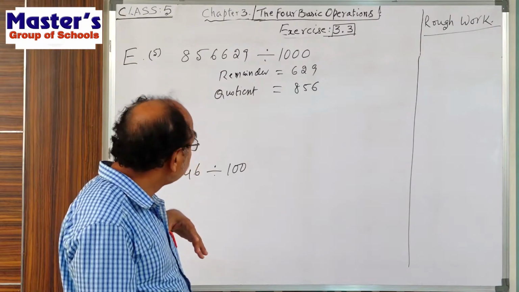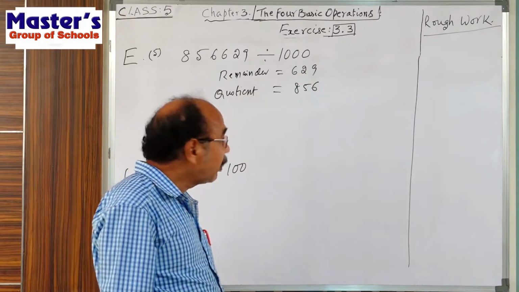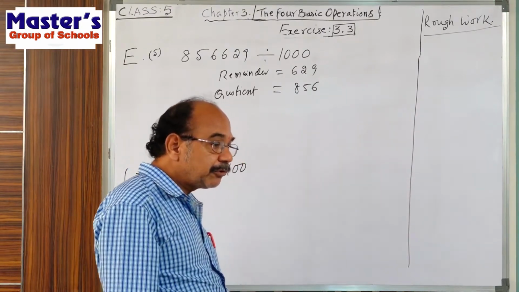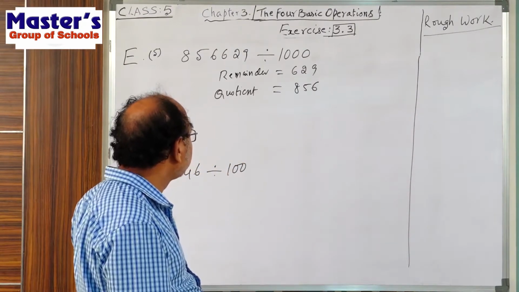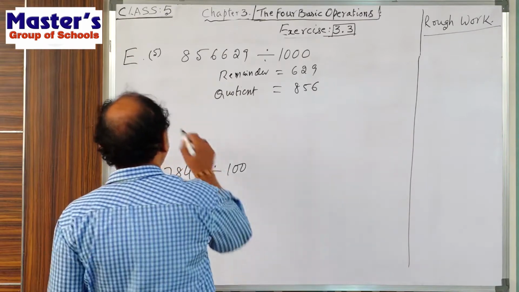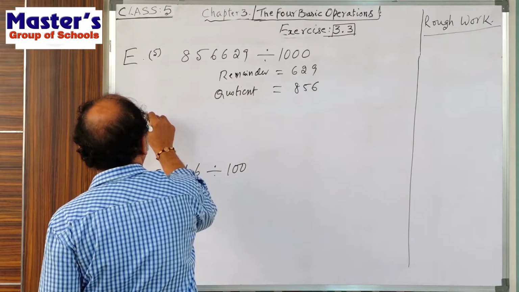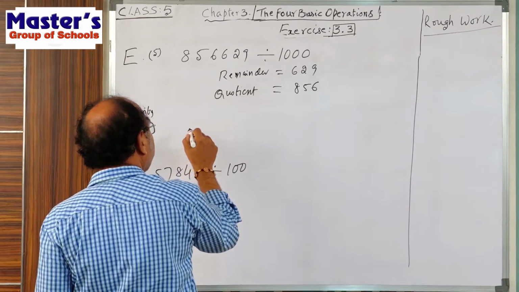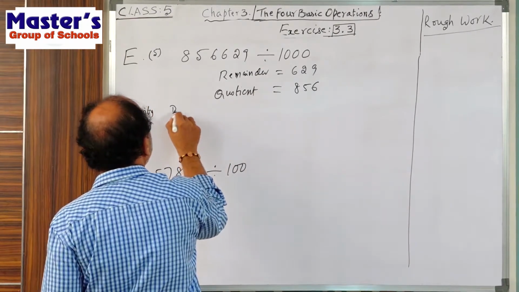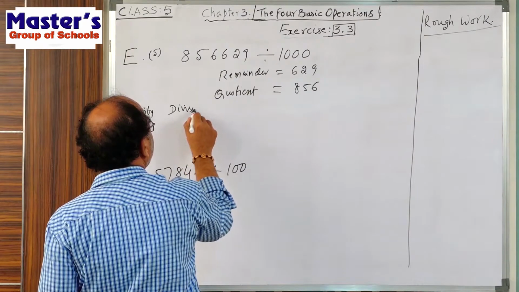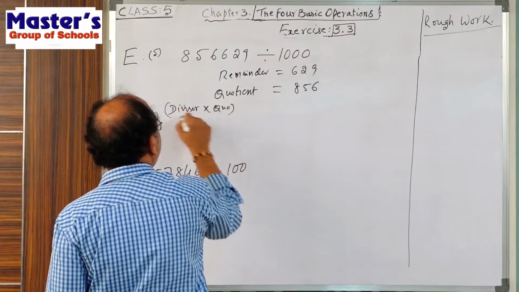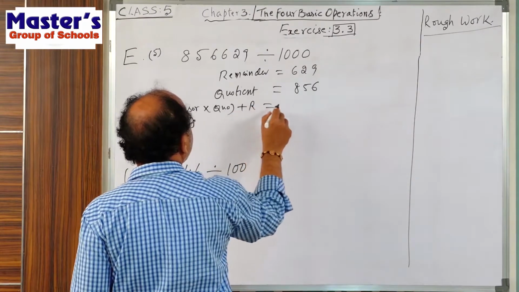Okay. To check your answer, what do we have to do? Dividend is equal to what? Dividend is equal to divisor into quotient plus remainder. See, checking, verify.